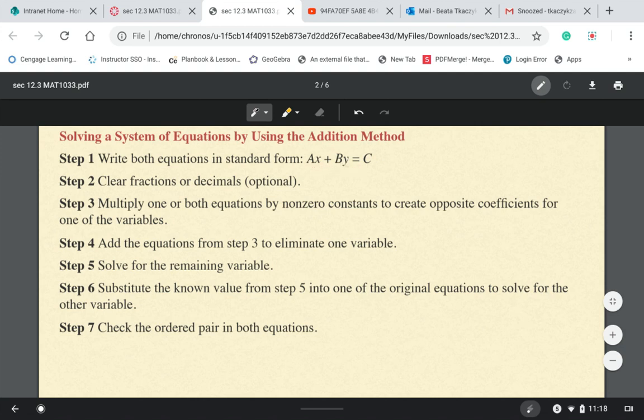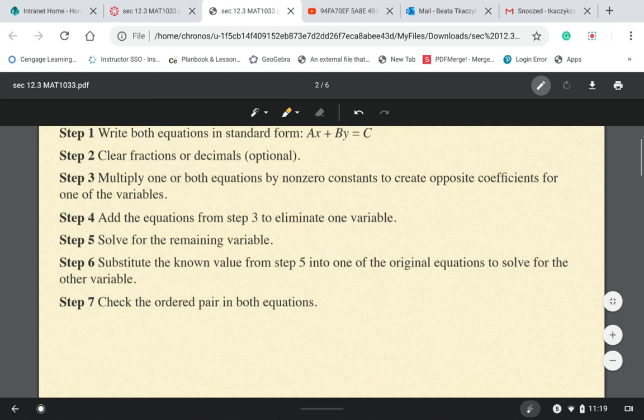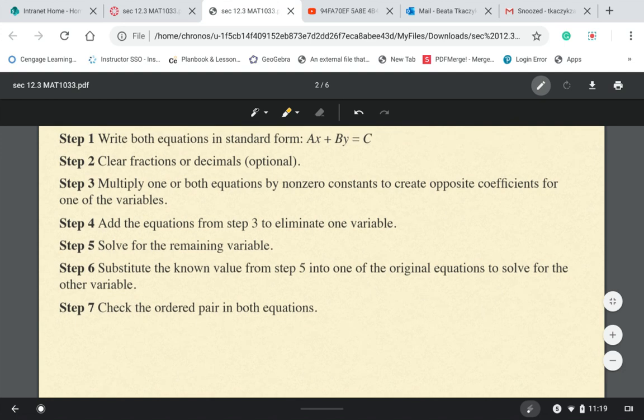What is recommended, if your equations have fractions or decimals, is to clear them. You want to clear all the fractions and decimals. This is optional, but we all know that it's just easier to solve when there are no fractions and decimals. To clear fractions, you find the LCD, the lowest common denominator, and you multiply each expression by the LCD.